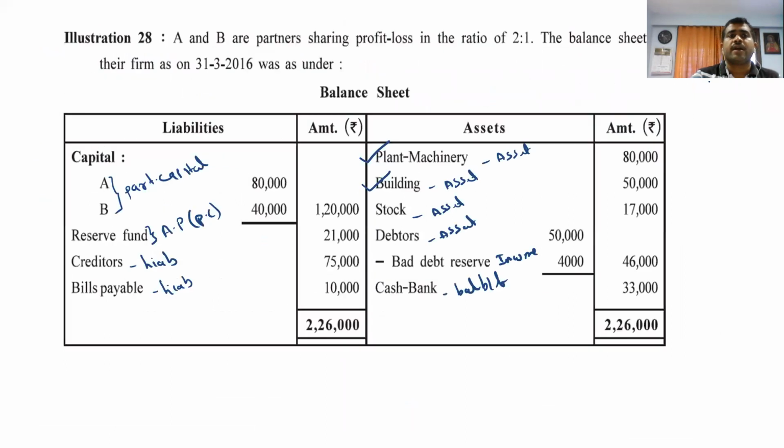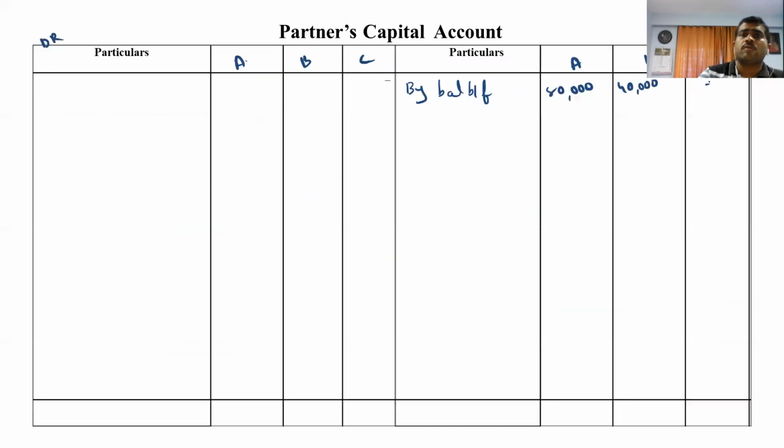After capital, what can we see? We can see reserve fund. Now, what is reserve fund? It's an accumulated profit. So where do we have to go? Partners capital credit side, right? So here also the same, by reserve fund. Which ratio? Old ratio. What is the old ratio? 2:1. So 21,000 into 2 divided by 3: 14,000 and 7,000.